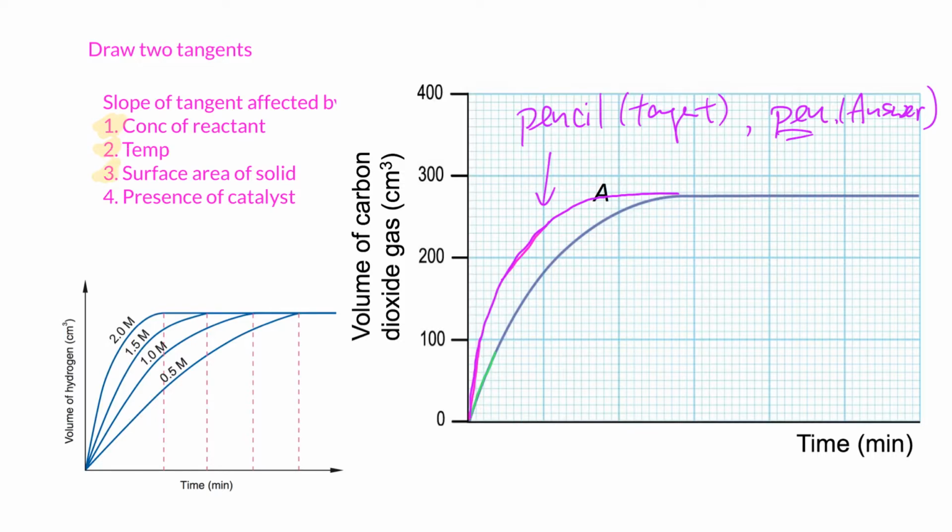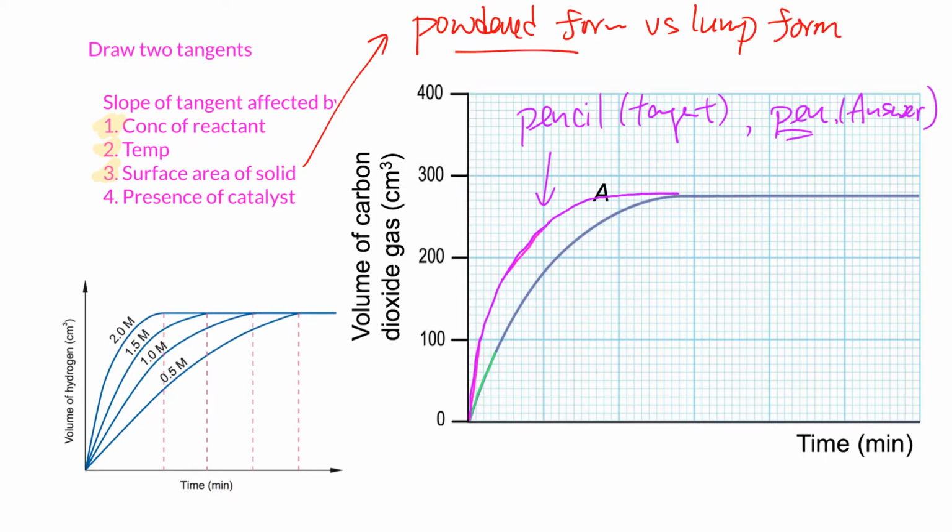Surface area: if you have a powdered form instead of a lump form, we know that the powdered form has a larger surface area, so the rate will be faster, so the slope of the tangent will be steeper. The last one is the presence of a catalyst. If you have a catalyst, then the reaction rate will be higher. The slope of the tangent will also be steeper. So basically these 4 factors will affect the slope of the tangent.